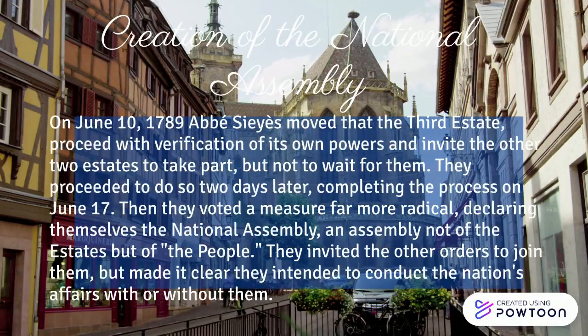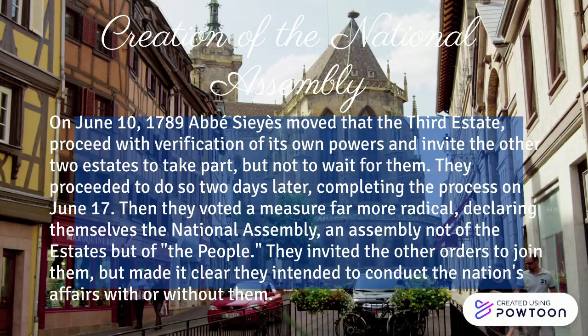On June 10, 1789, they moved that the third estate proceed with the verification of its own powers and invite the other two estates to take part, but not to wait for them. They proceeded to do so 2 days later, completing the process on June 17. Then they voted a measure far more radical, declaring themselves the National Assembly, an assembly not of the estates but of the people. They invited the other orders to join them, but they made it clear that they intended to conduct the nation's affairs with or without them.